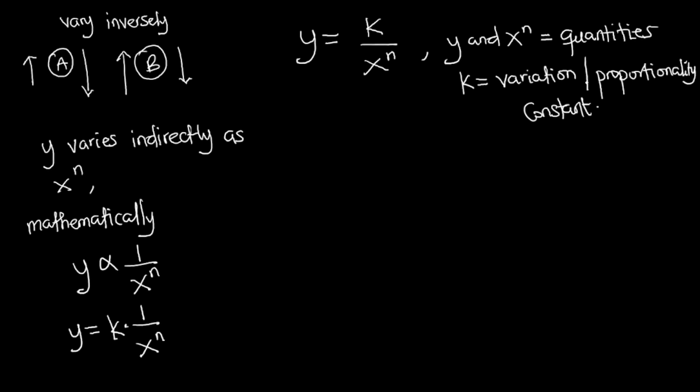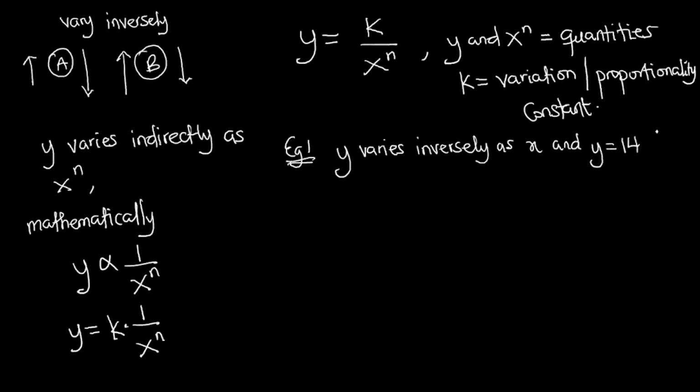Let's have a look at a simple example to see how we apply this to solve a question. So example 1. Assuming we have y varies inversely as x, and y is equal to 14 when x is equal to 3. We are to find x when y is equal to 30.